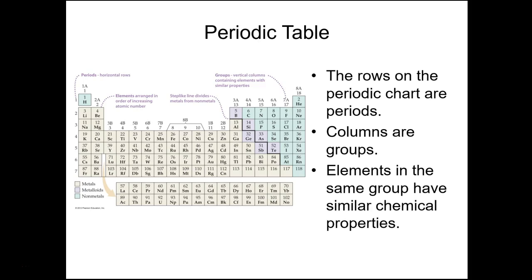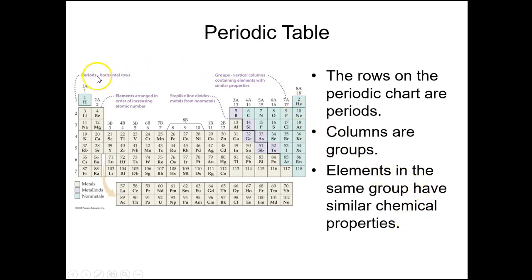We have talked about this already in class, that the rows in this chart are called periods, and that the columns are called groups. And some of those groups have special names. And that elements in the same group, this is something we actually haven't talked about yet, and I'm going to show you some videos to demonstrate this for you. Elements in the same group have similar chemical properties.